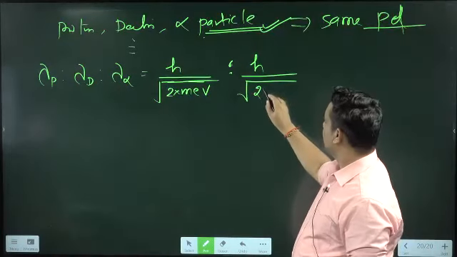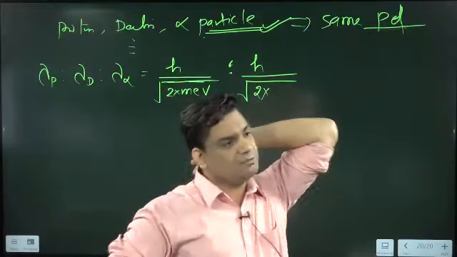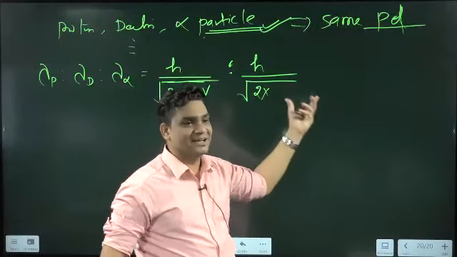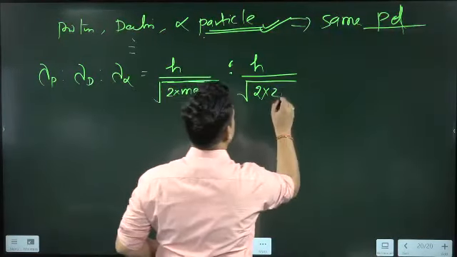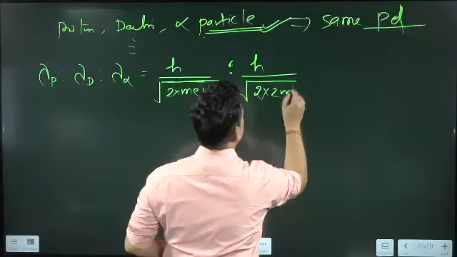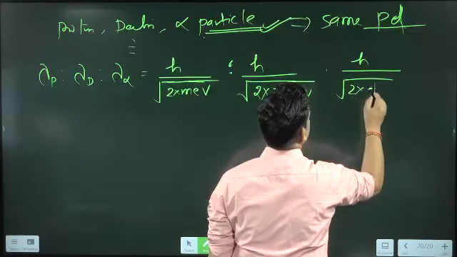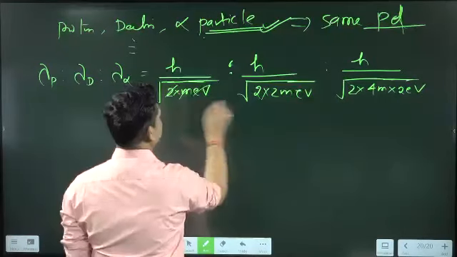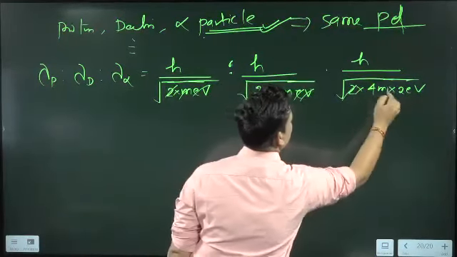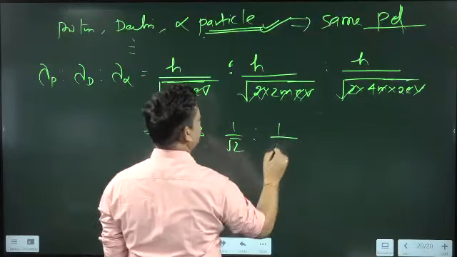Now for this one, H divided by root of 2 times m, the mass. Here confusion comes with mass and charge. For the neutron, it is 4m, 8m, 20m, anything you can write, only that the answer will be wrong. So we write 2m, charge E. Here we write H divided by root of 2, mass value 4m, this is your 2e charge into V. Now we can see 2mev cancelled, so we are left with 1 by root 8, so 2 root 2.